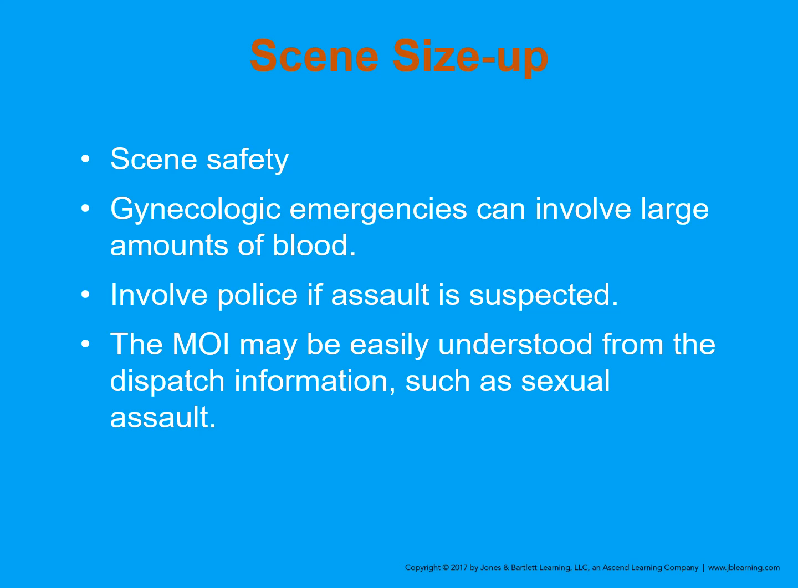If there's an assault suspected, you might want to have police, law enforcement get involved. And the mechanism of injury may be easily understood from the dispatch information, such as a sexual assault. But sometimes when you get on scene, you're going to have to look around and figure out how the person got injured, especially if they're confused or they can't tell you themselves. It's imperative when you're working with these gynecological emergencies that you be very careful about your documentation, especially in the possibility of a sexual assault, which can be called into court sometimes months or years later.